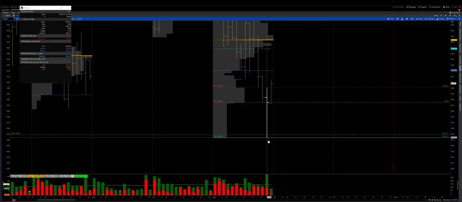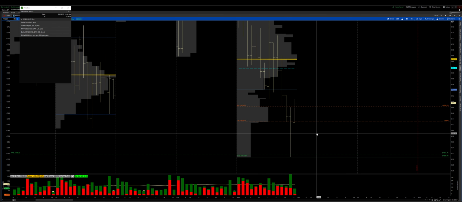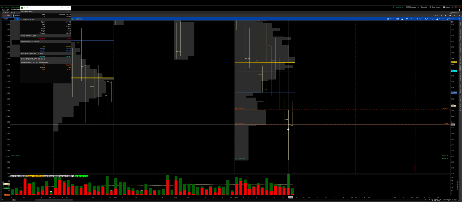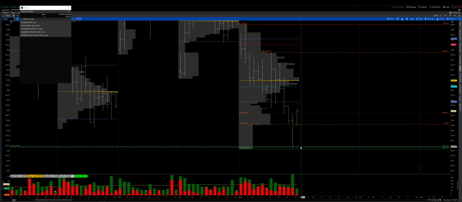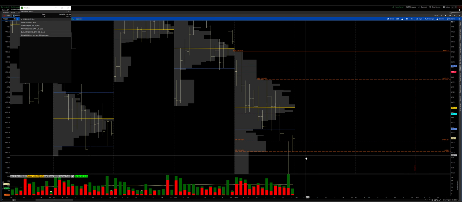We got below it by a point and then came back in pretty good. I think after seeing this price probe, I'm going to give the sellers their due. I think I'm going to call the daily down. All right. Believe it or not, I think I'm going to say that the daily's down.